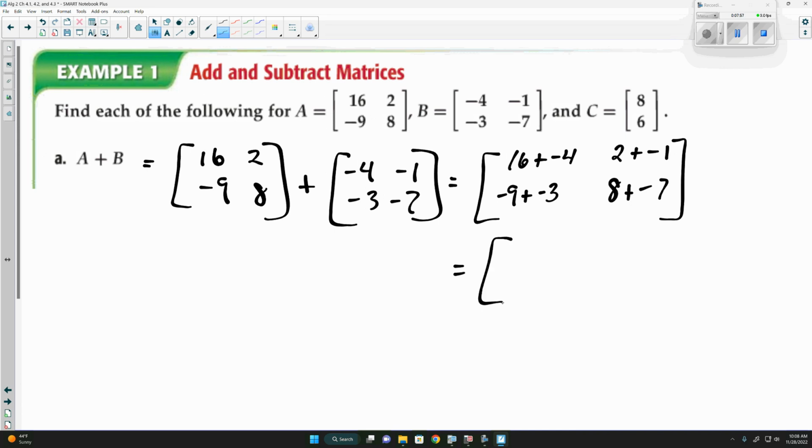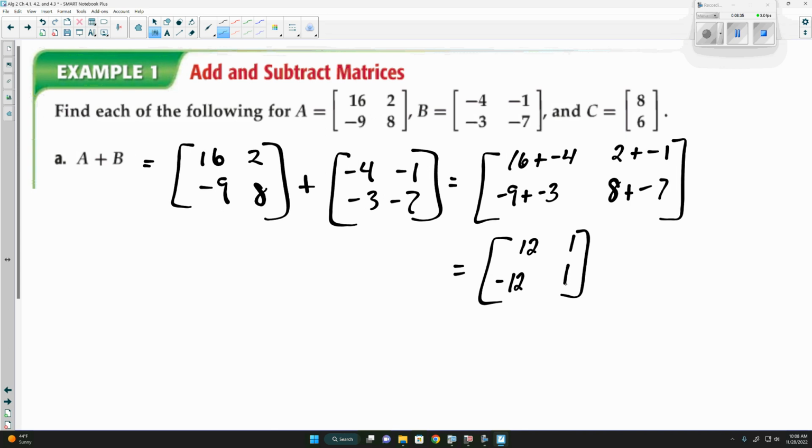Now we know for certain we can add these together because matrix A is a 2 by 2. Matrix B is also a 2 by 2. So since the dimensions are the exact same, we can add them together. Now we just need to simplify. 16 plus -4 is 12. 2 plus -1 is 1. -9 plus -3 is, negative and negative combine. And 8 plus -7 is 1. Questions on this here?